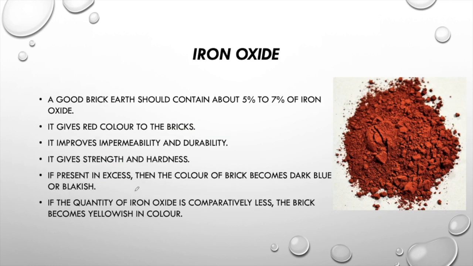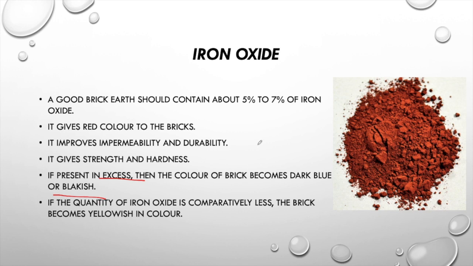Now the iron oxide is present in 5 to 10% in the good brick earth. It gives the bricks their red color. You can see it is also a red color compound, and it improves the impermeability and durability of the brick. It gives strength and hardness, and if it is present in excess, then the color of the brick becomes dark blue or blackish. Okay, so excess of iron oxide is undesirable, and if the quantity of iron oxide is comparatively less, then the brick becomes yellowish in color, because the red color will be in scarcity.